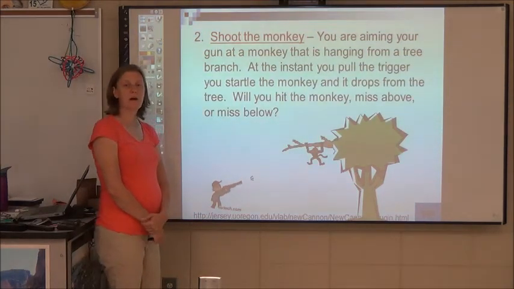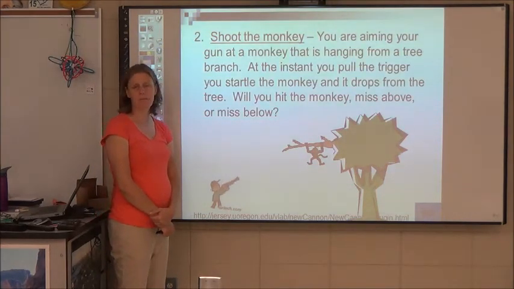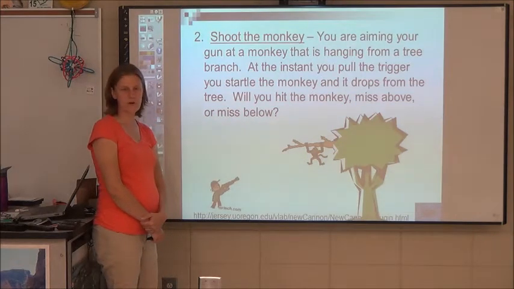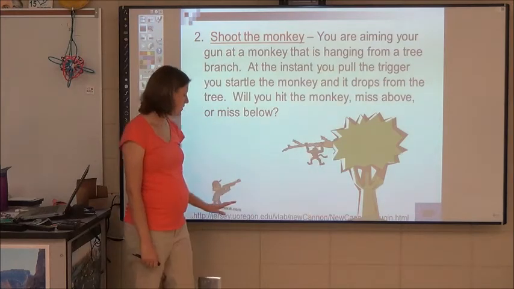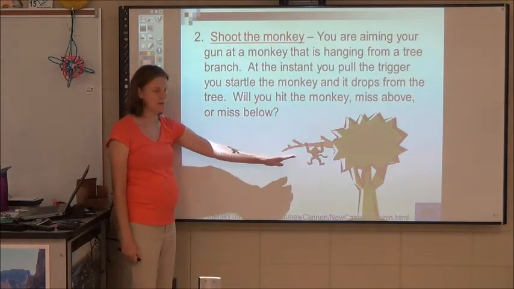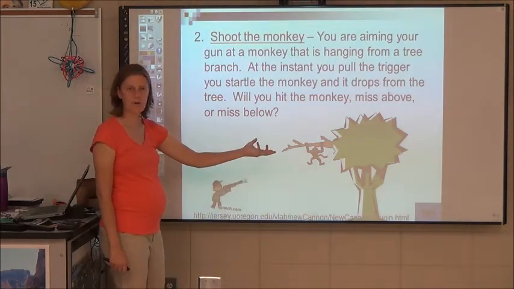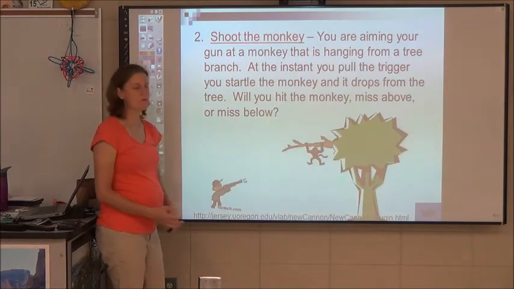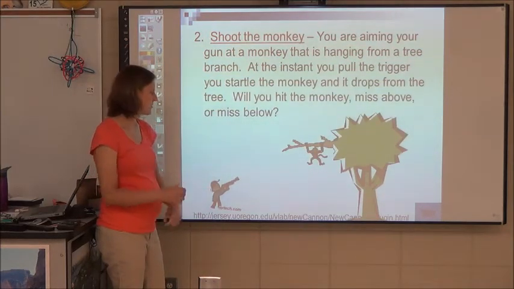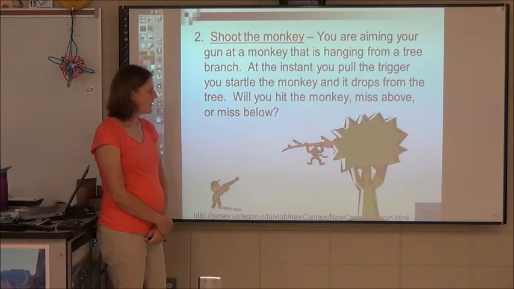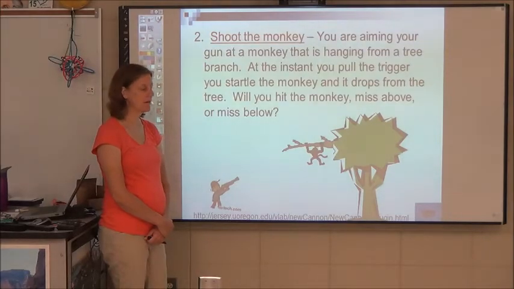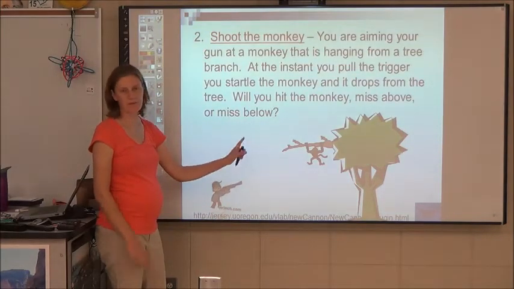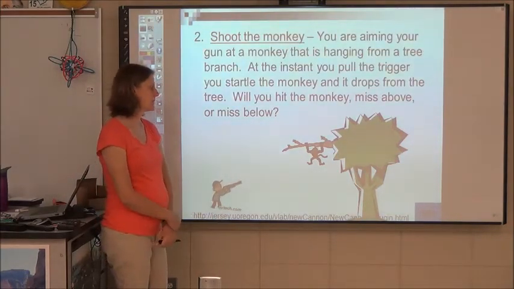One way to think about this problem is, well, what would happen if the monkey wasn't startled? If the monkey stayed there, and you are shooting at the monkey, are you going to hit the monkey at all? Well, of course, it depends on the power of your gun, but you will not hit where you're aiming, assuming you don't have some sort of distance correcting scope, etc., etc.